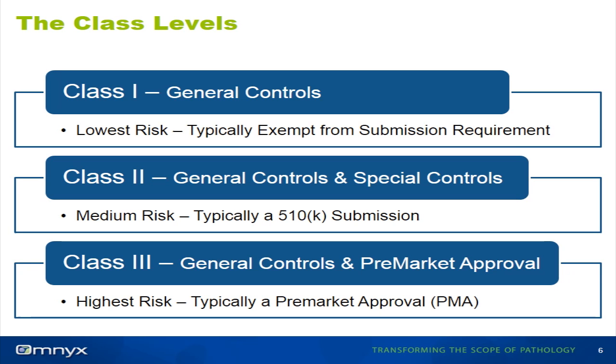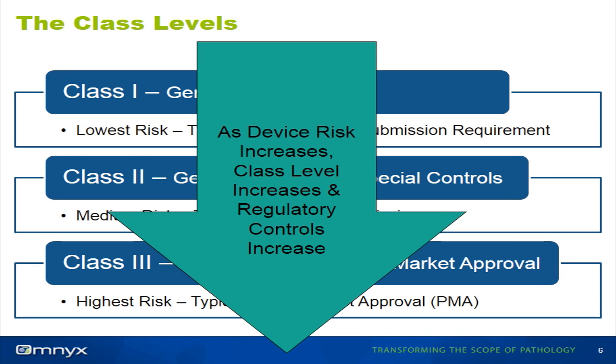For the different class levels, we have Class 1, which adhere to general controls, and I will get into this in a later slide. And these are the lowest risk devices, which are typically exempt from submission requirements. And Class 2, which adhere to general controls and special controls. And these are the medium risk devices, which typically require a 510(k) submission. And Class 3, which must adhere to general controls and pre-market approval. And these are the highest risk devices that typically require a pre-market approval. And as the device risk increases, class level increases, and regulatory controls increase.